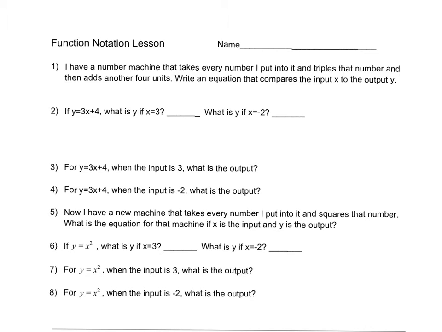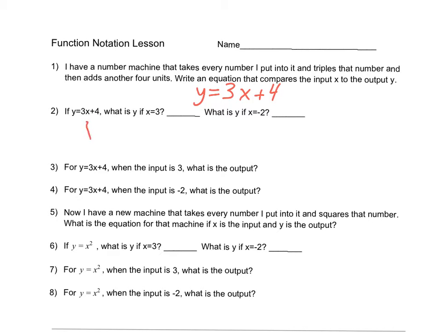So I have a number machine that takes every number I put into it and triples that number and then adds another 4 units. Write an equation that compares the input x to the output y. So if I take my input x, I am going to triple it, and I'm going to be adding another 4 units, and that will give me my output, which is y. Okay, so if y equals 3x plus 4, what is y if x is 3?